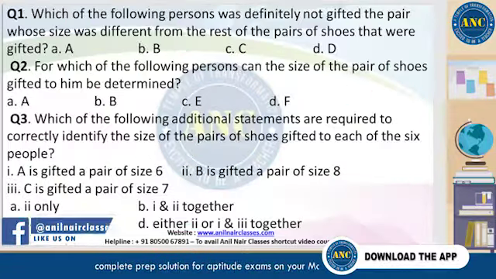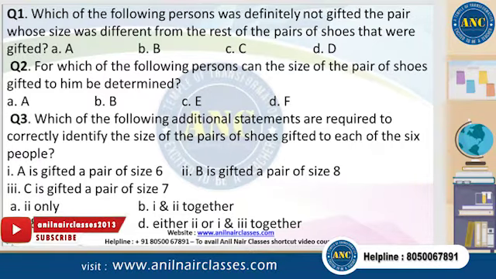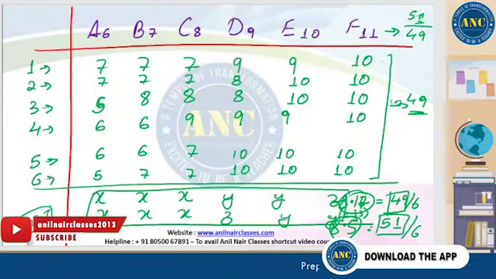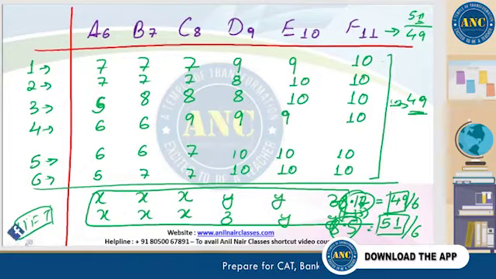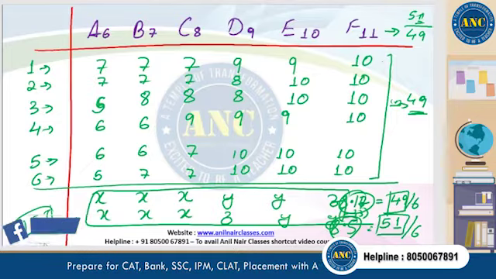right? And thereafter it's very easy, which is the following: person was definitely not gifted the pair whose size was different from the rest of them. That means who definitely did not get a unique pair, right? This is the following.